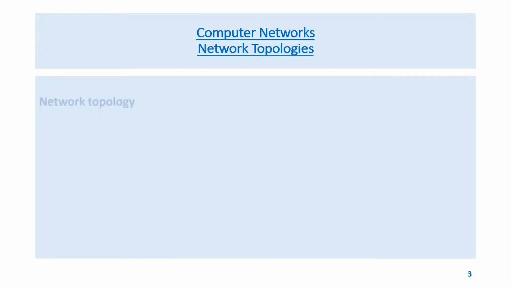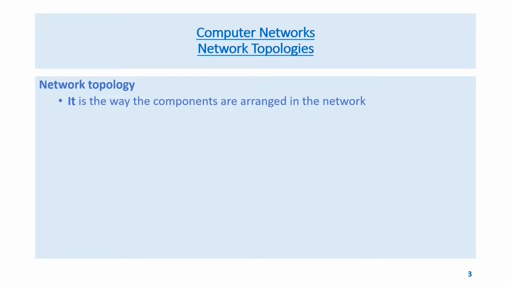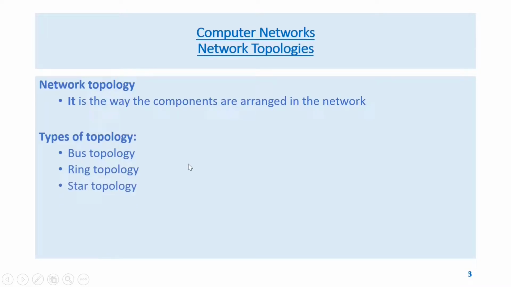Network topologies. Network topology is the way the components are arranged in the network. Types of topology: bus topology, ring topology, star topology, mesh topology, tree topology.